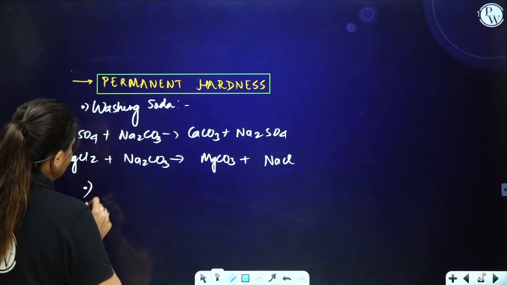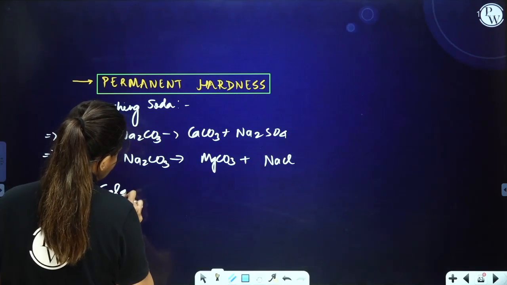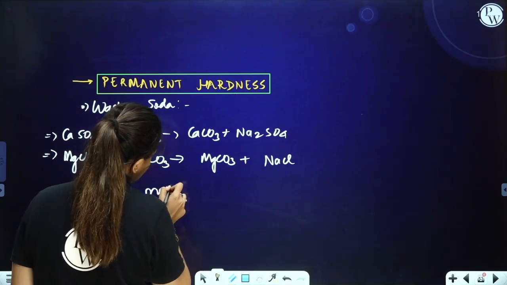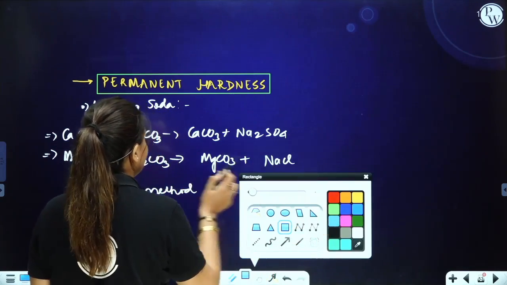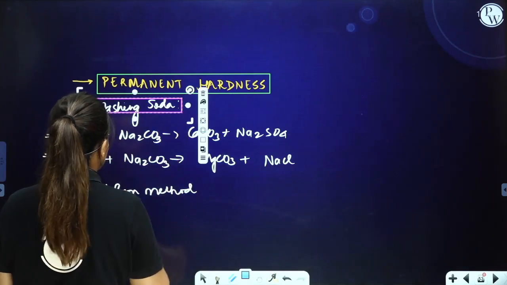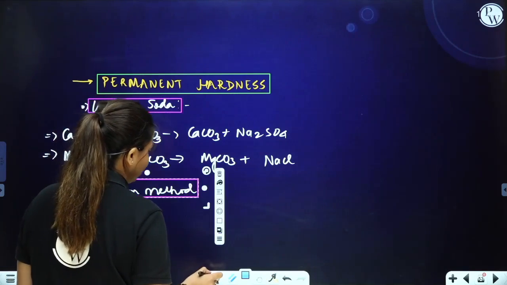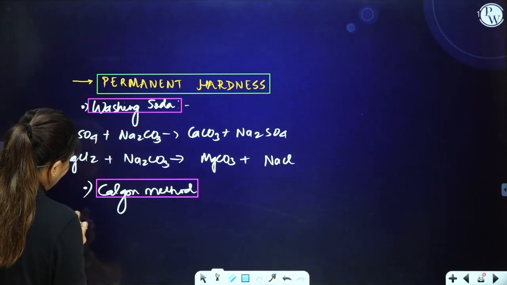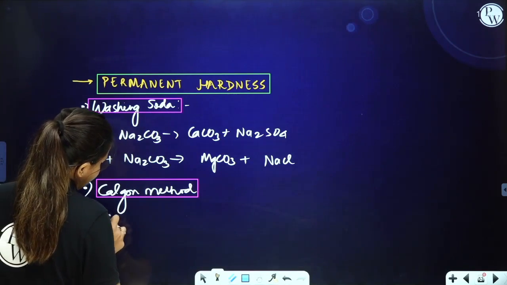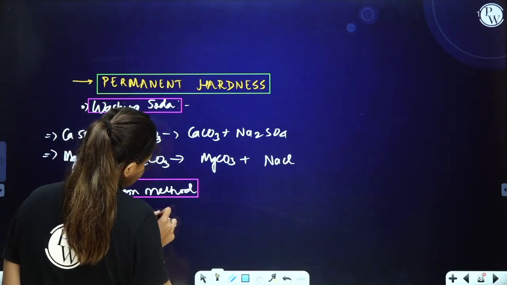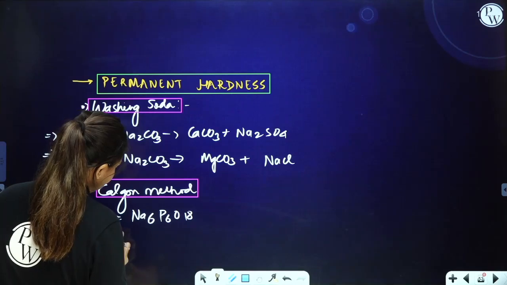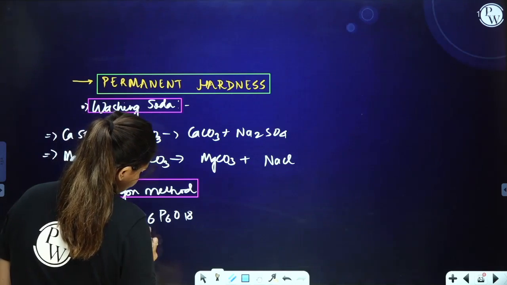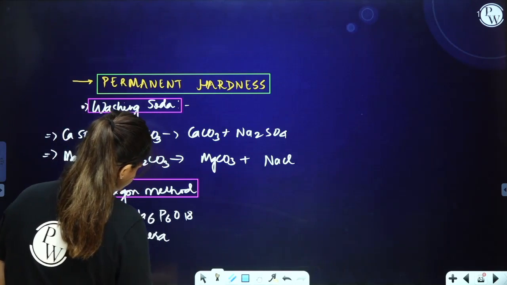Now we can also have another method which is known as the Calgon method. First we were using the washing soda. Now we have the Calgon method. First they will ask you, now what is the Calgon? Calgon is Na6P6O18, which is called sodium hexametaphosphate.